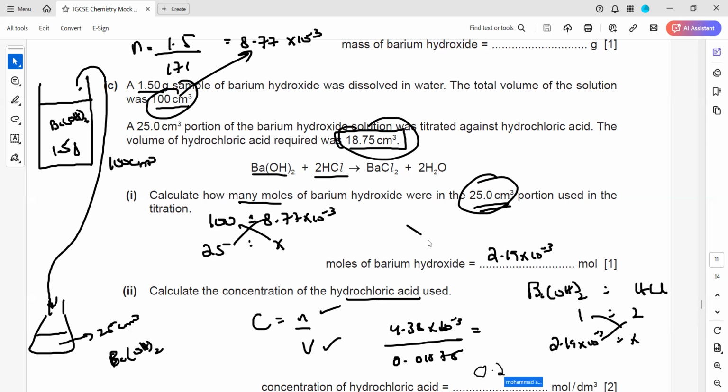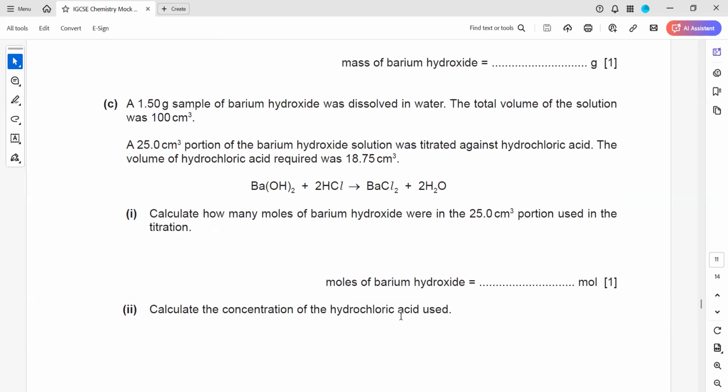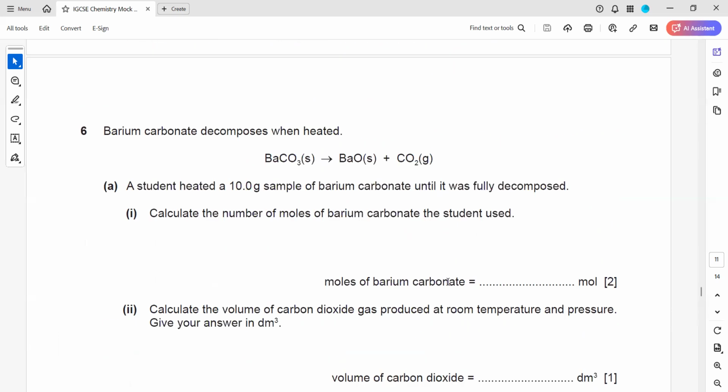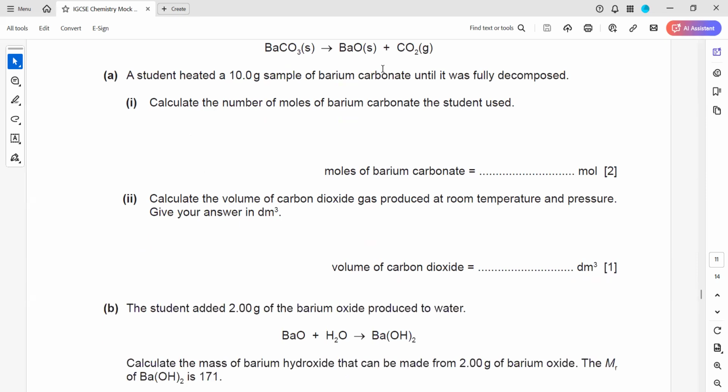So 0.27 moles per dm cube. What is the answer for A1? A1 was moles of barium carbonate. You have to just divide by the molar mass. 10 divided by 197.